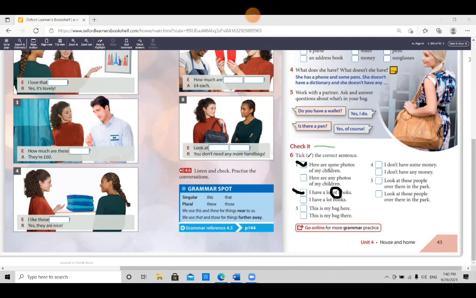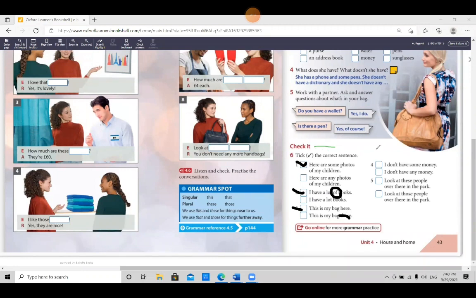This is my bag here. This is my bag there. Yes, correct answer. This is my bag here. Why did you choose this? Because there is not correct. Because we have here for close. Here means a close object. There means a far away object.